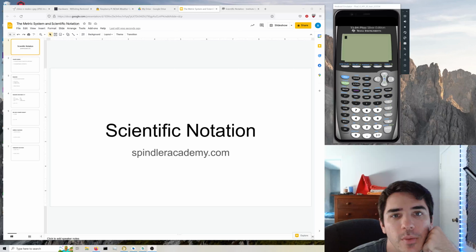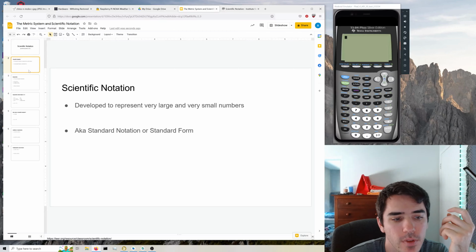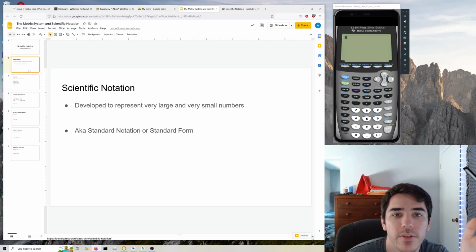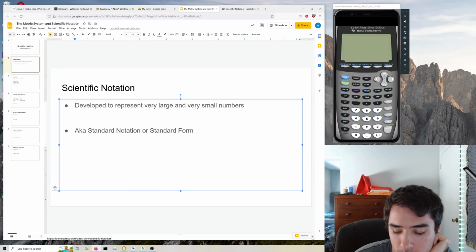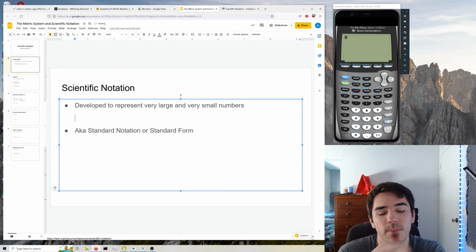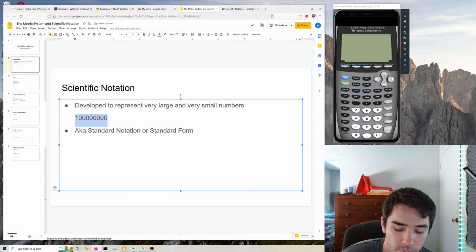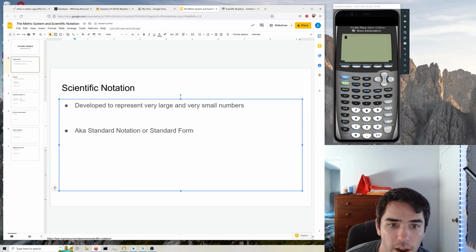Today we're going to be talking about scientific notation. So what is scientific notation? Well, the reason that we have it is that it was created to describe very, very large and very, very small numbers. If you just have the number 1 or 2 or 4 or whatever, you can write that out easily. But if you have a really big number like 1 and a bunch of zeros, that's a pain to write out. So we created this notation to describe those sorts of numbers.